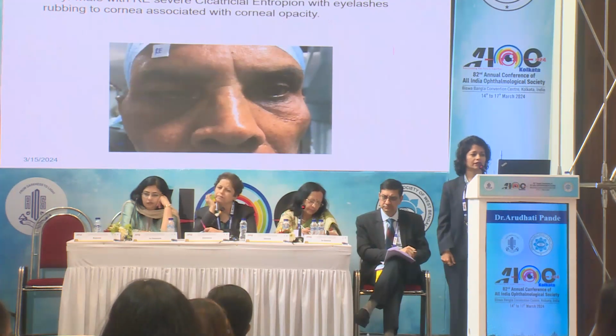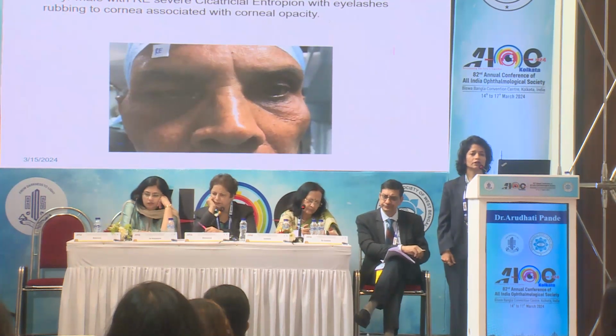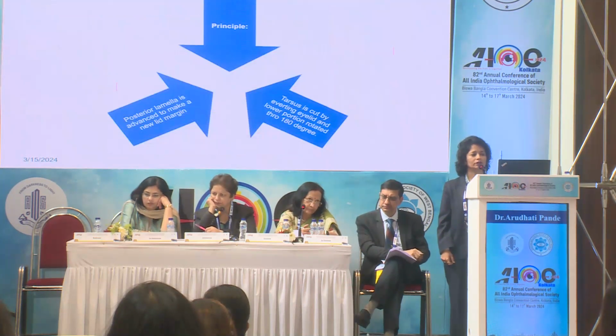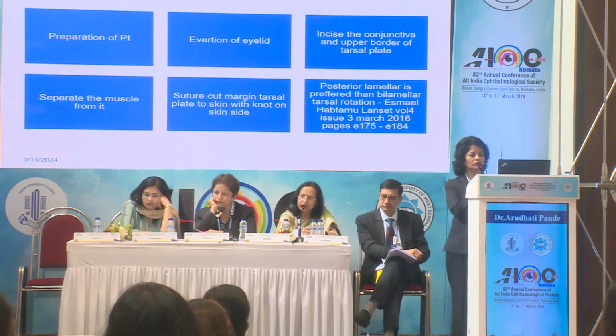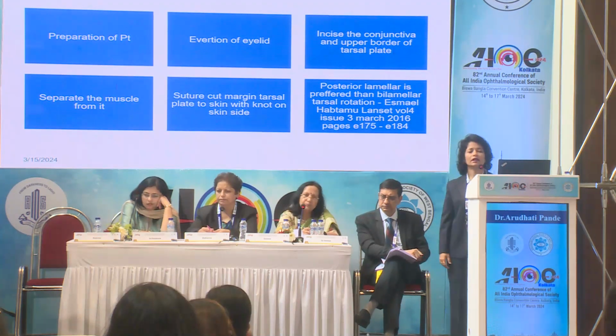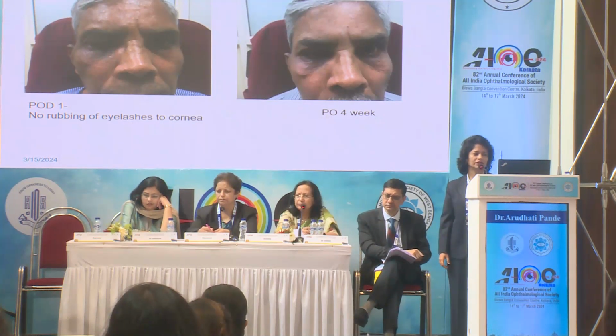This patient had a right eye cicatricial entropion with eyelashes rubbing on the cornea, associated with corneal opacity, for around 1 to 2 years. Marginal rotation of the tarsal plate, posterior lamella: after preparation of the patient and eversion of the eyelid, incise the conjunctiva at the upper border of the tarsal plate, separate the muscle, and suture the cut margin of the tarsal plate to the skin with the knot of the skin inside. Posterior lamellar rotation is preferred over bilamellar tarsal rotation. Sorry for these pictures, but he had a good improvement within 1 or 2 weeks.